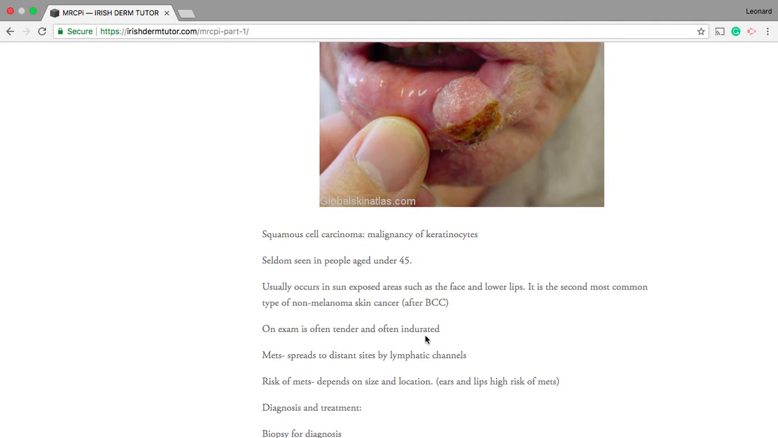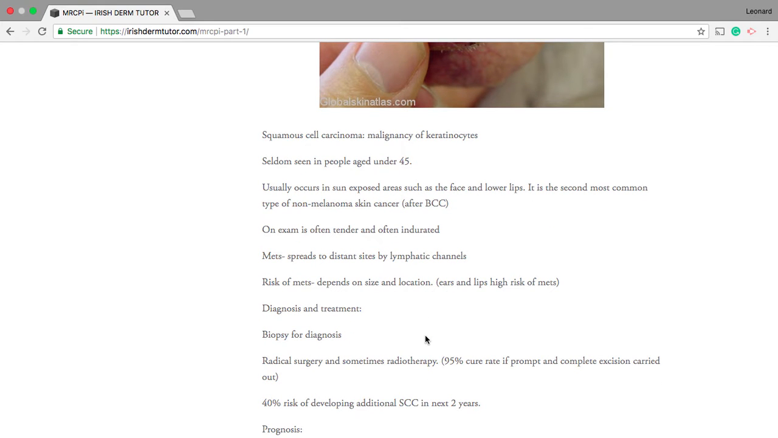So I'll just talk a bit about squamous cell carcinoma now. As I mentioned, it's a malignancy of the keratinocytes, which are the most common cells seen in the epidermis of the skin. It's usually a disease of the elderly, and often occurs in sun-exposed areas such as the face, the lower lips, the dorsum of the hands, and it's the second most common type of non-melanoma skin cancer after basal cell carcinoma. On exam, as mentioned, it's often tender and indurated, and then it can spread to distant sites through lymphatic channels. The risk of metastasis really depends on its size.